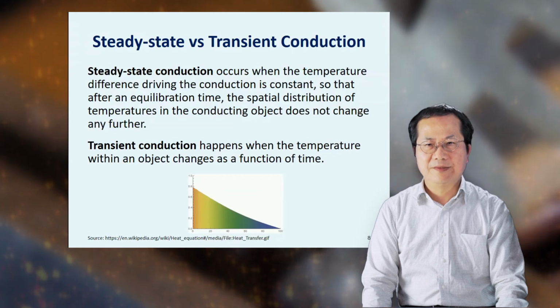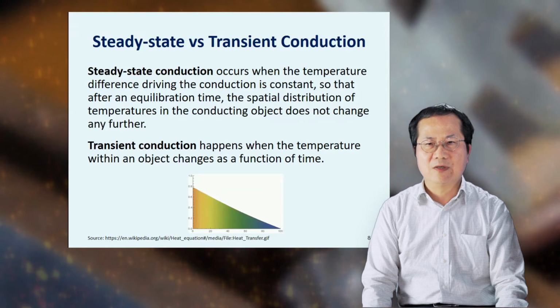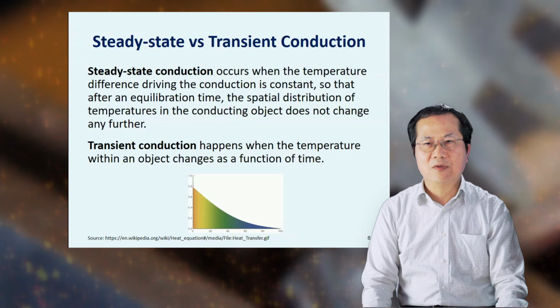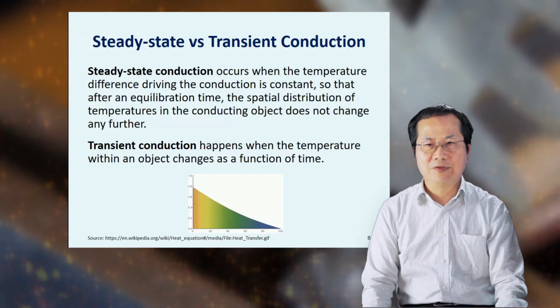Transient conduction happens when the temperature within an object changes as a function of time. Analysis of transient systems is more complex and often calls for the application of approximation theorems or numerical analysis by computer.